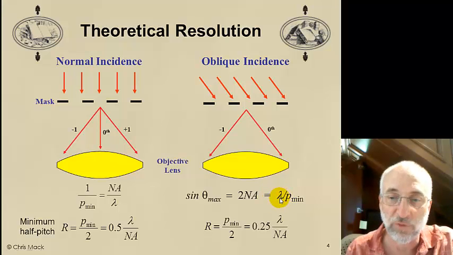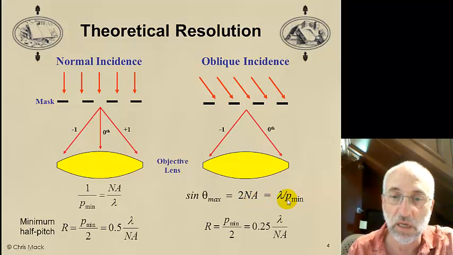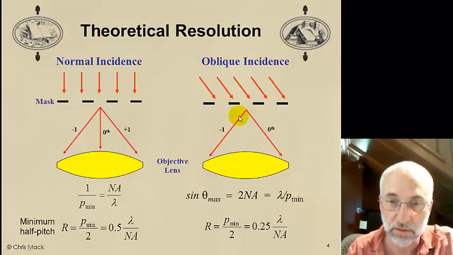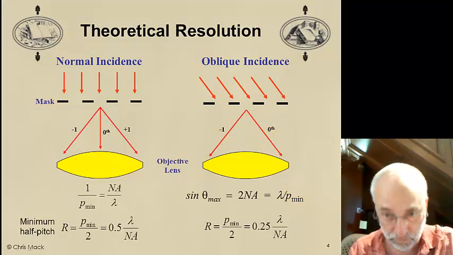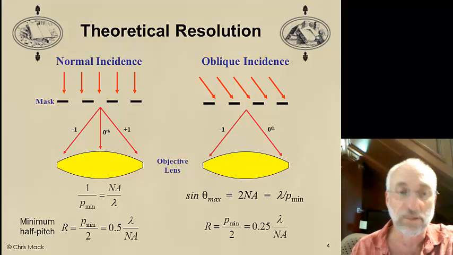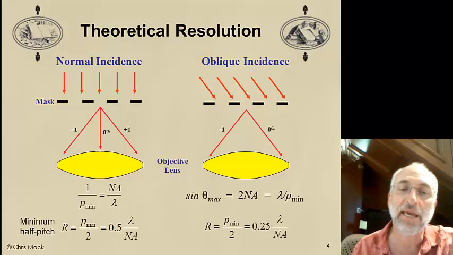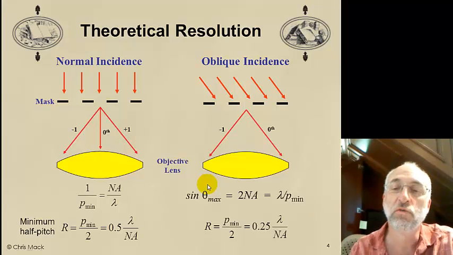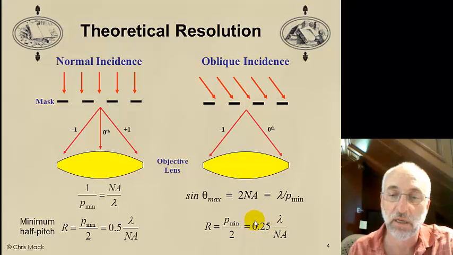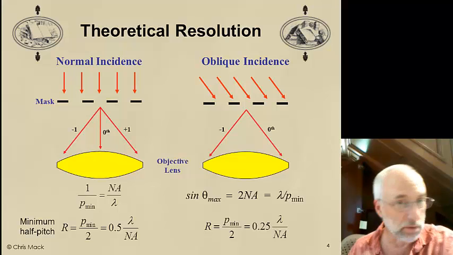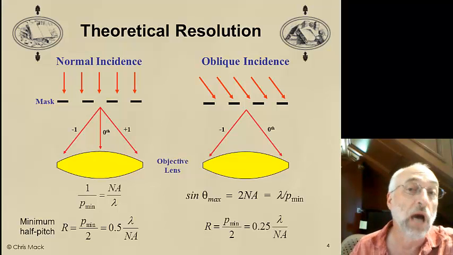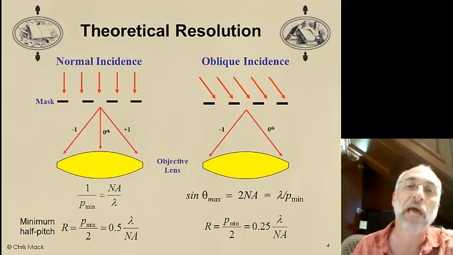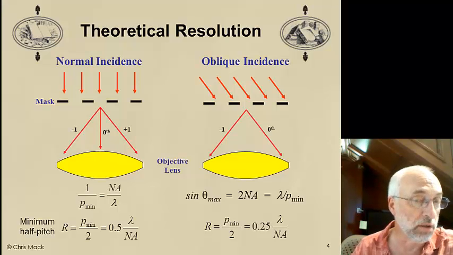And that will be lambda over P min for that constructive interference diffracted order, for the first order. As a result, the minimum half pitch R is not 0.5 lambda over NA anymore, it is 0.25 lambda over NA. In other words, by tilting the illumination so that the zero order just makes it through one edge of the lens, I am able to print patterns with half of the pitch that I could print before.